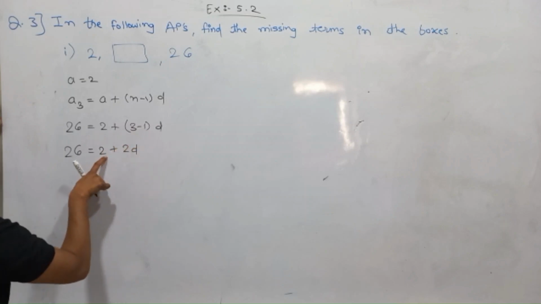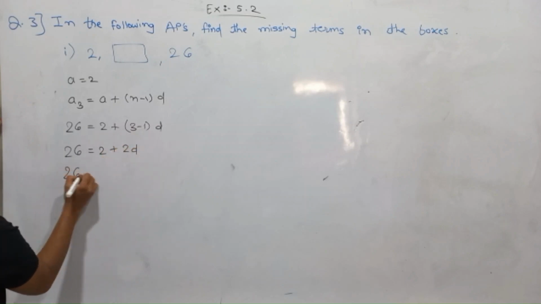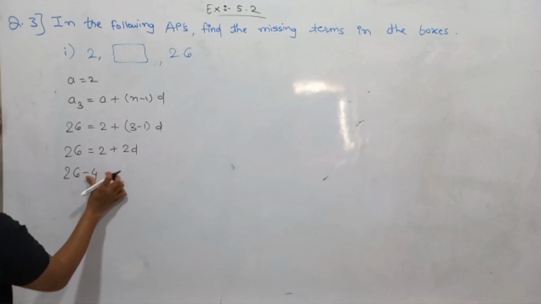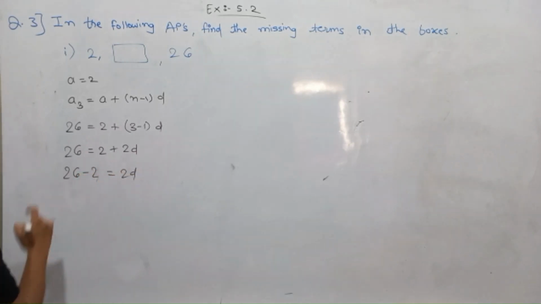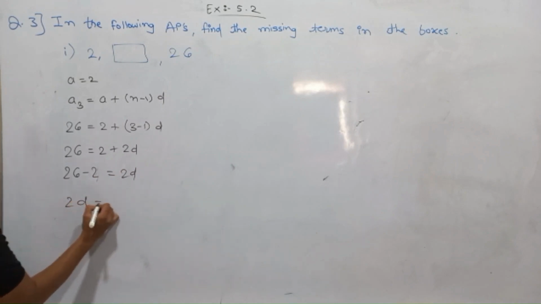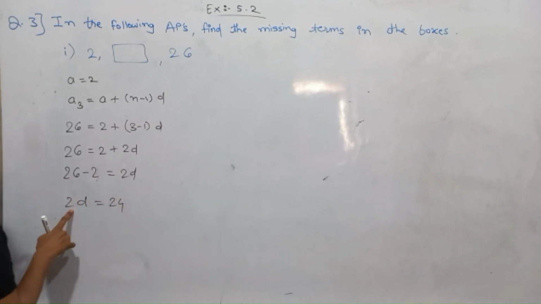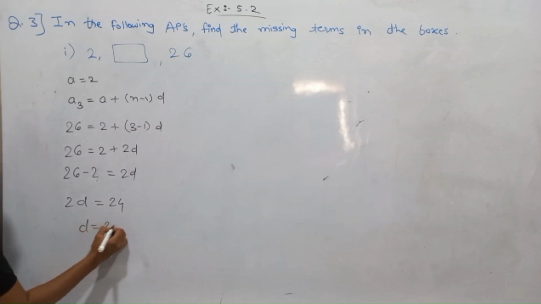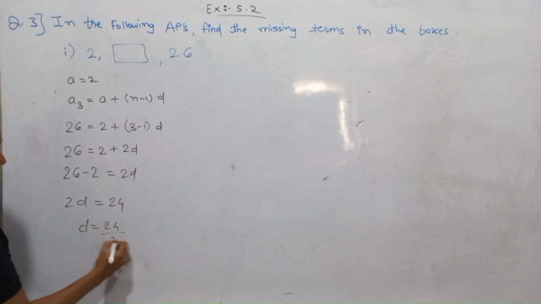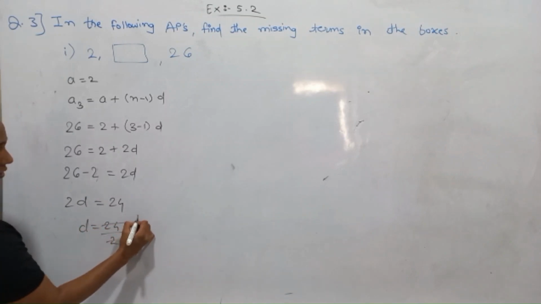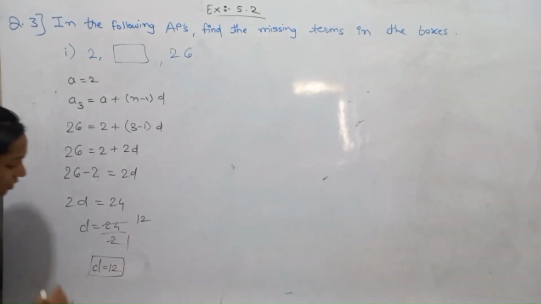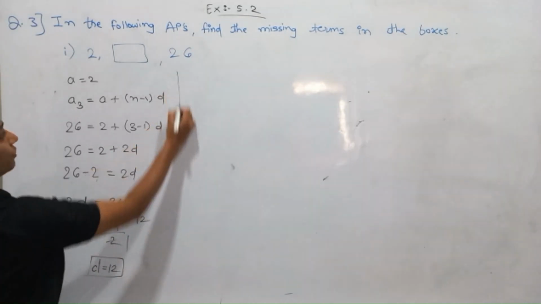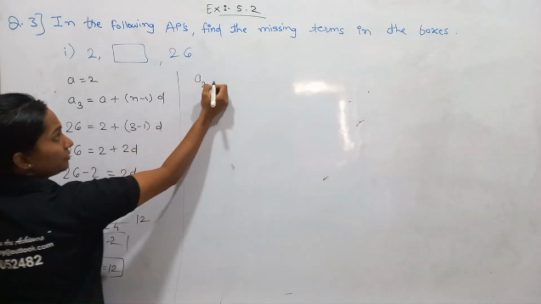This 2 will shift to the LHS, and it will become minus 2. So 26 minus 2 is nothing but 24. This 2 is in multiplication, so when it goes to the RHS it will be divided, and this is how I got the common difference as plus 12. Now I have to find out my A2 term, right?